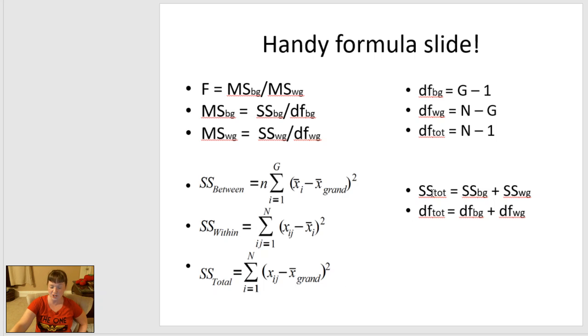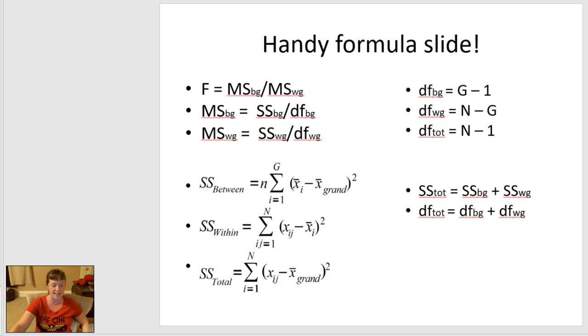And I also want to remind you that total is always going to be between plus within, which is why sometimes we can use that source table, that ANOVA table, to organize our numbers. Sometimes we can fill in an incomplete one and get around calculating sums of squares at all if someone is nice enough to give us an incomplete ANOVA table, right?